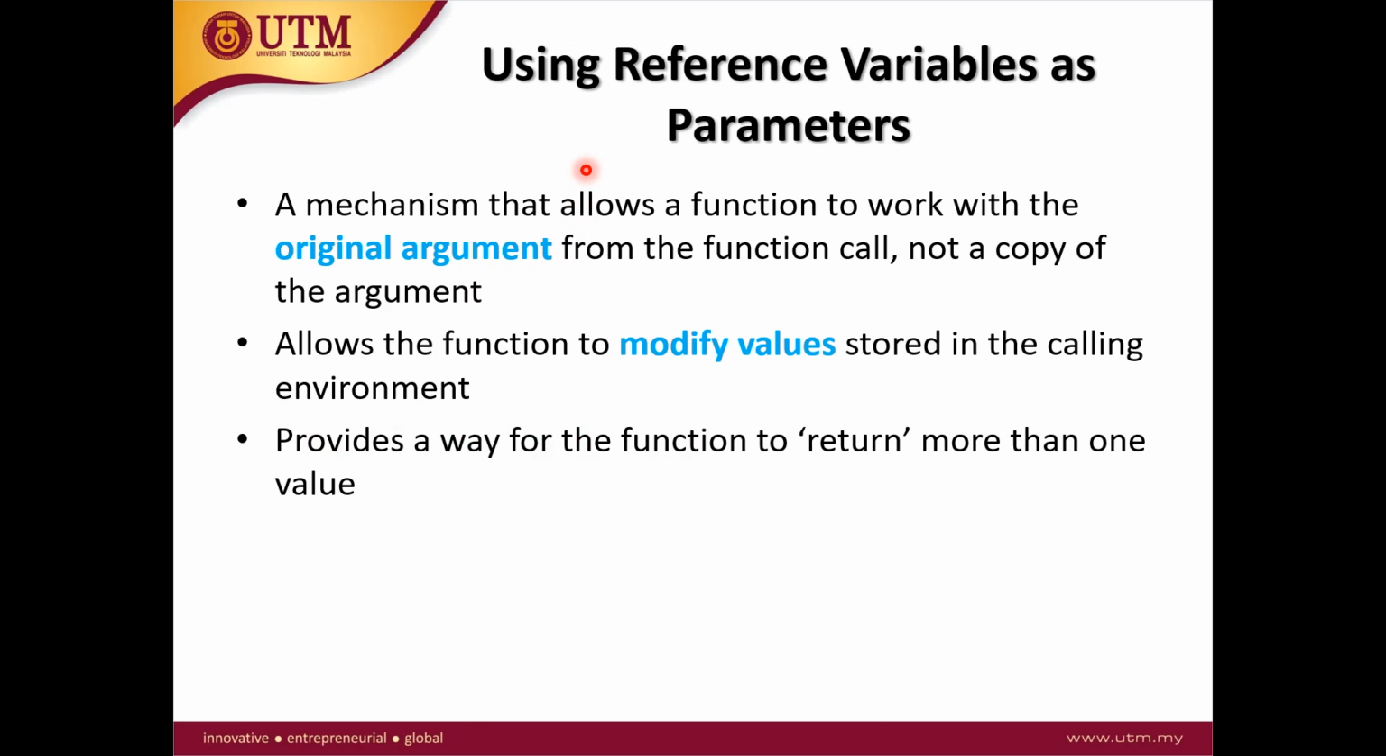Okay, there is something called using reference variables as parameters, and we are using this mechanism to allow a function to work with the original argument from the function call, not a copy of the argument. What does that mean? When you are passing a variable using a reference variable, the variable we have sent is going to be changed. It's going to be worked on by the function we are calling. We are going to modify that value which we are sending through the main function to a specific function which is defined or created by the user.